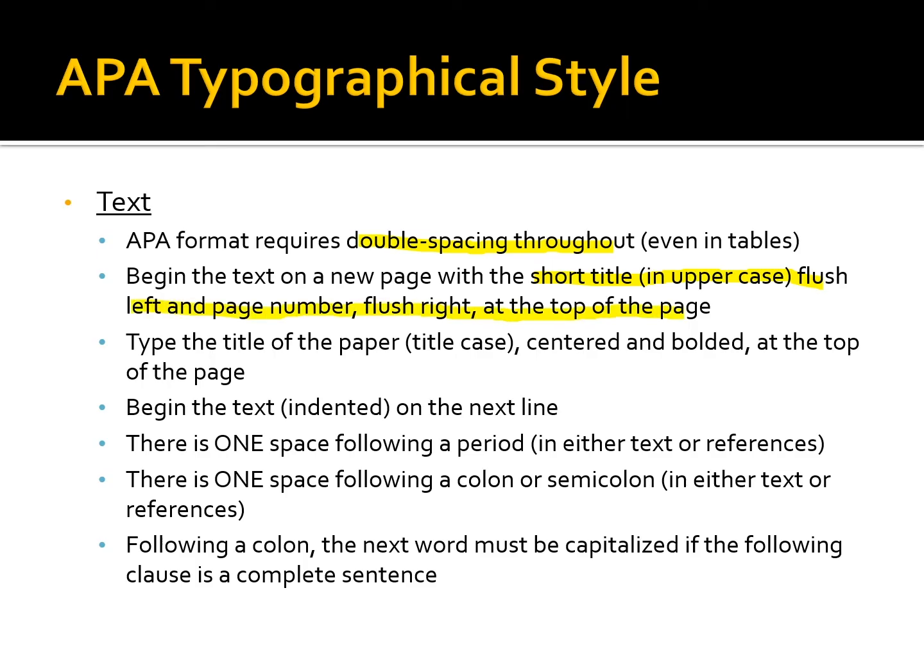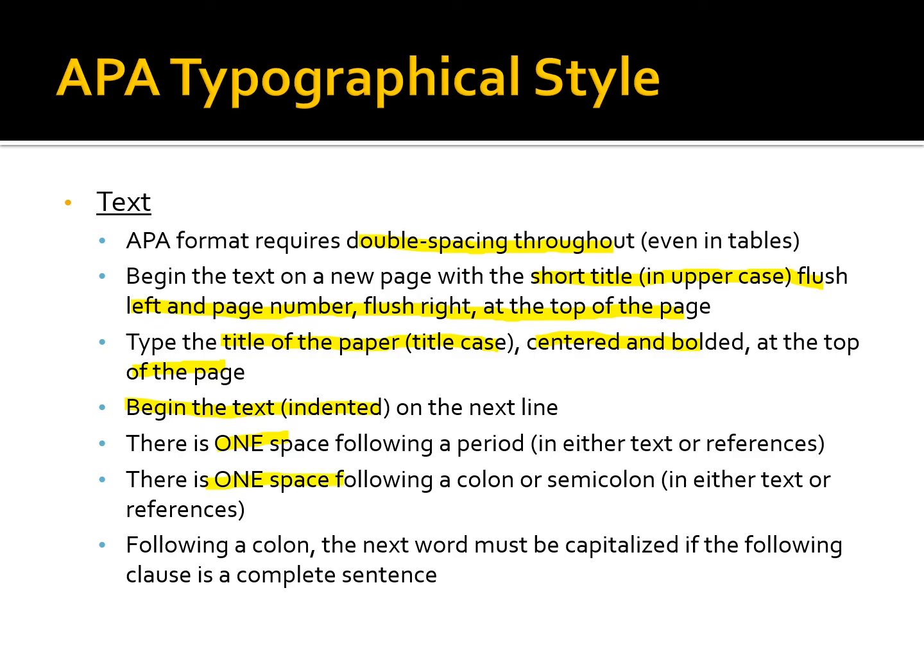You begin your paper, as I said, on this new page. The short title should be there in uppercase, flush left. And the page number should be there, flush right, at the top of the page. And of course, this should now be page three. And then you type the title of the paper itself. This is in title case. It's centered and bolded, and it's at the very top of the page. So no returns, right at the very top of the page. So what I recommend is you scroll back to your title page, you copy the title, and you scroll forward, and you paste it into the top of page three. Then you hit return, and you begin typing. Now, the first line should be indented on the next line.